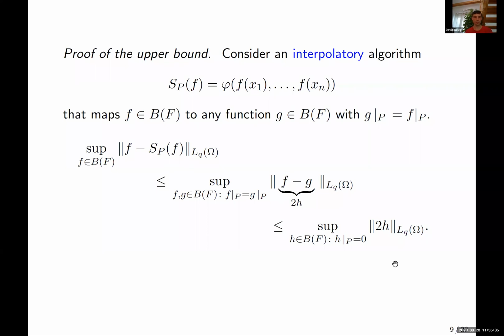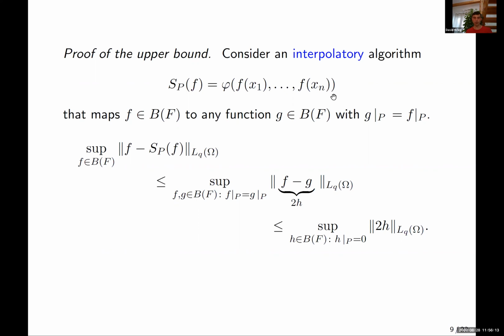And what kind of algorithms do we consider? We consider any algorithm which is interpolatory. And what does that mean? We map a function from the unit ball of f to any function from the unit ball which interpolates the data. So which restricted to P gives the same as f restricted to P, yes? And then the output, of course, can be determined only by the knowledge of the function values at the points of f. So you can write it actually in this form. I didn't define phi, but it's possible to write it like this.